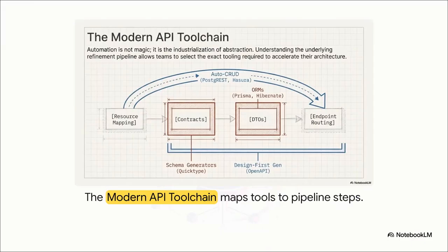Let's move on and see how this builds, mapping these exact automated tools perfectly back onto our 4-stage refinement pipeline. Schema generators slot right in to handle the contracts phase. ORMs slide in seamlessly to manage the DTO and database translation. Design-first generators wrap entirely around contracts and routing. And those incredibly fast auto-CRUD tools like Postgres, they effectively blanket the entire pipeline, automating the bridge from resource mapping all the way through endpoint routing in one sweeping, effortless motion.